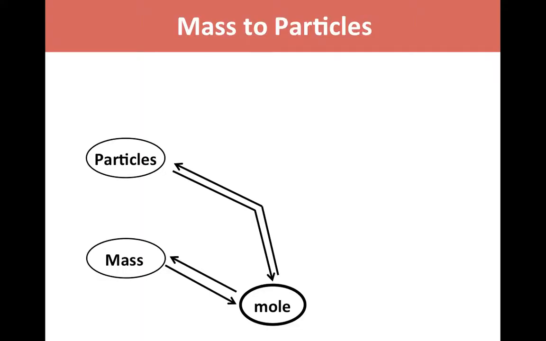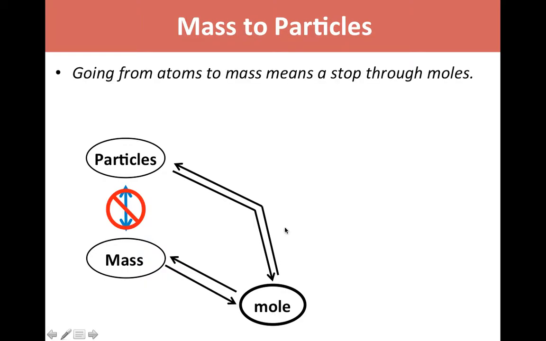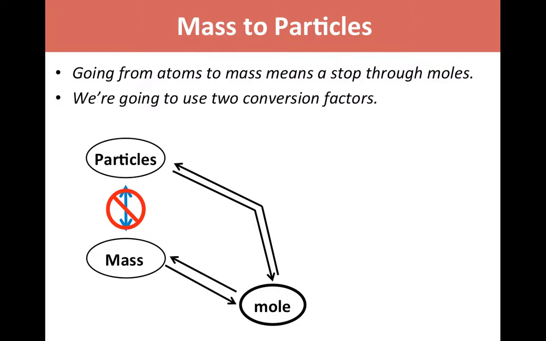Now, when we're looking at this conversion sheet, there's no way that you are allowed to go between mass and particles directly. Because mass is related to the atomic mass unit, or molar mass, you have to go through the moles first. So going from atoms to mass means you have to make a stop through moles. So we're going to use two conversion factors.